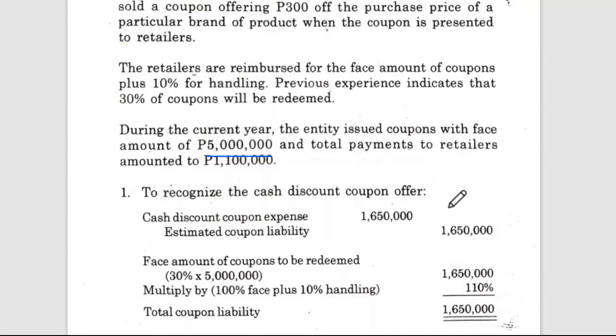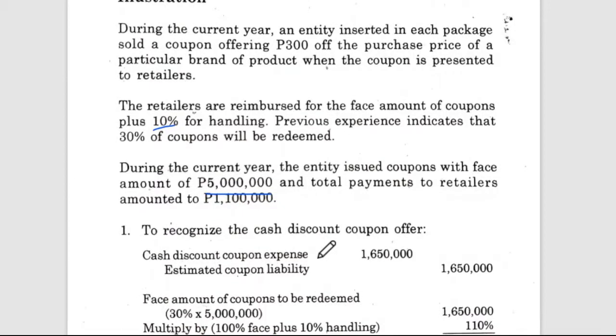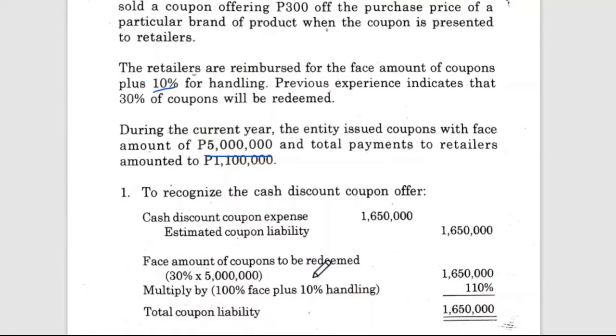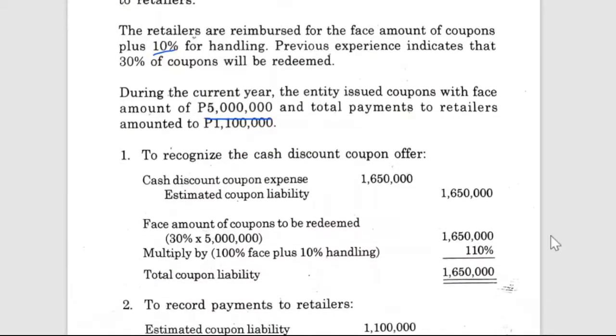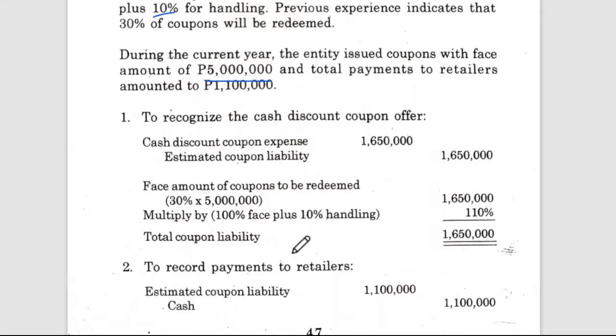So 1,650,000 is taken from 5 million, which is the total face amount, times the 30% estimated redemption of the discount coupon. Then multiply by 100% plus the 10% handling. This comes from the second paragraph: retailers are reimbursed for the face amount of coupons plus the 10% handling. So times 110%, so plus the handling. The 1,650,000 times 110% would be 1,815,000.